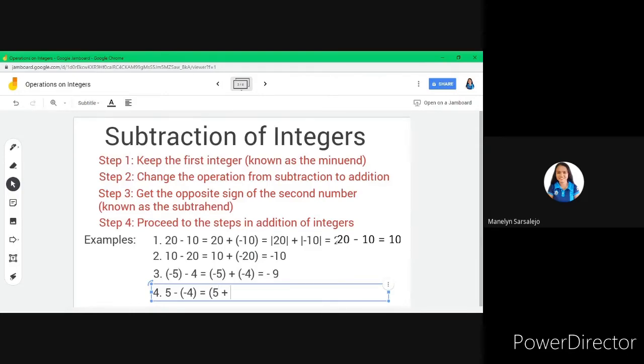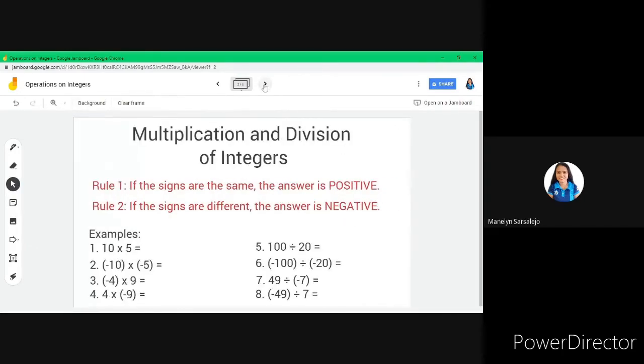Okay, number 4. Keep the first number. So we have positive 5 minus negative 4, so plus. And then, ang negative 4, mahimong positive 4. So, ato na silang i-plus. 5 plus 4. So, answer is positive 9. So, ingon ana kasayon mag-subtract og integers. Proceed to multiplication and division.